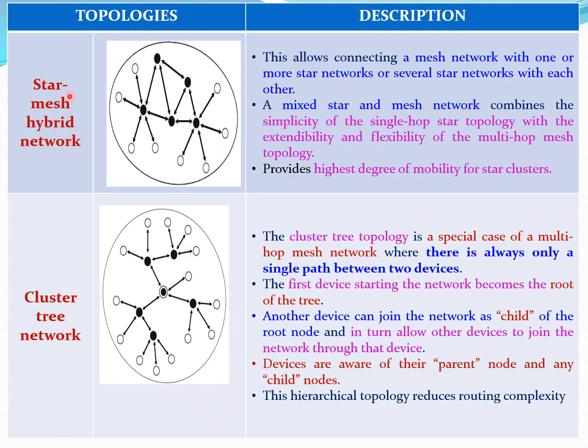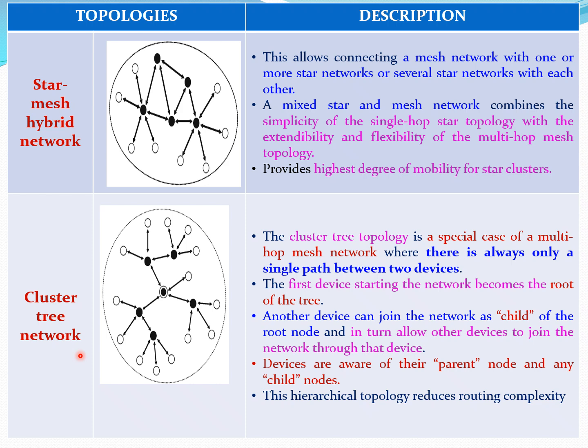Now coming on to the next topology, which is star mesh hybrid network. When you look into the diagram, this part of the diagram is a star network. Now this part of the diagram is a star network. Now in the middle you have what is called as a mesh network. The star mesh network allows connecting a mesh network with one or more star networks. So a mixed star and mesh network combines the simplicity of single hop of star topology with the extendability and flexibility of multi-hop mesh topology. This provides high degree of mobility for star clusters.